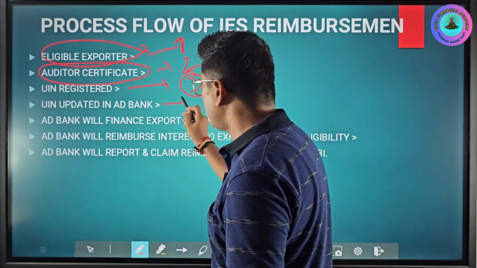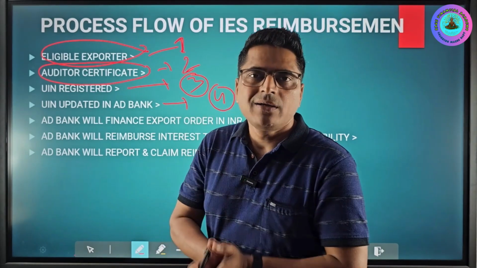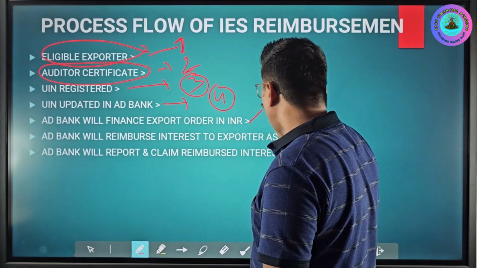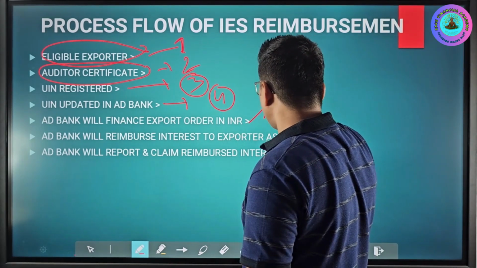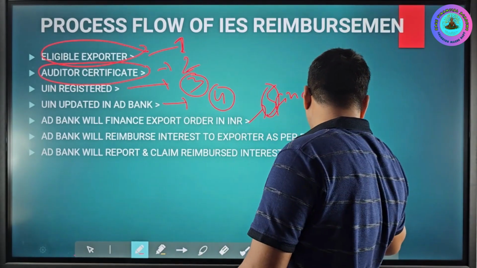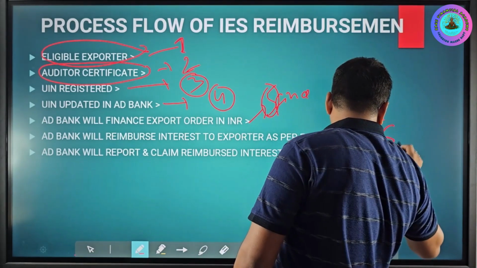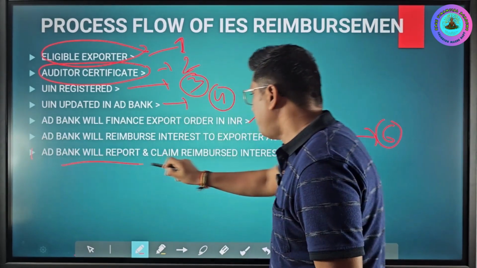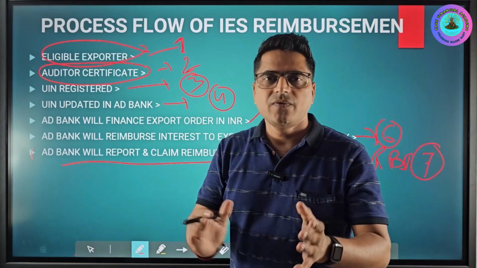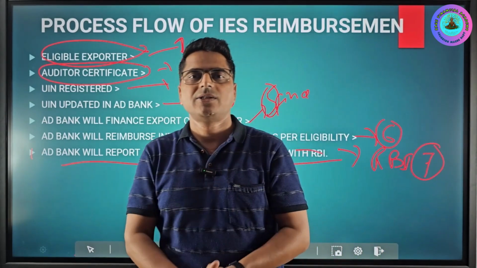And then what is the process? Go and submit the details to your bank to update them in their records. Once the updation is done, your bank will finance. The next step is that the bank will start financing, and once the bank finances, it will charge interest, and the additional interest they will reimburse to you, and post reimbursement, the bank will claim from RBI. So this is the process with 7 stages. You can understand the process flow of the interest equalization scheme.